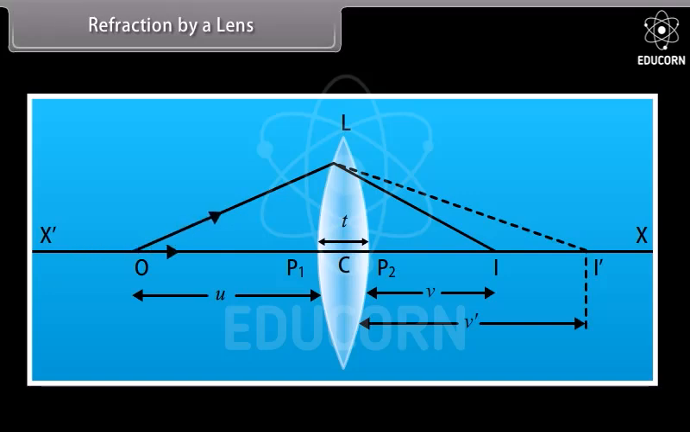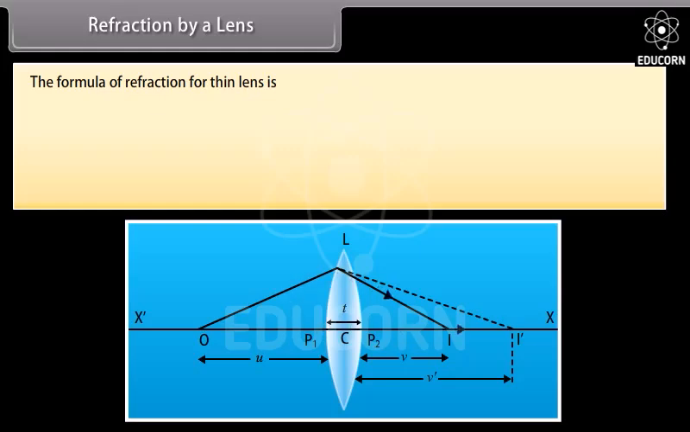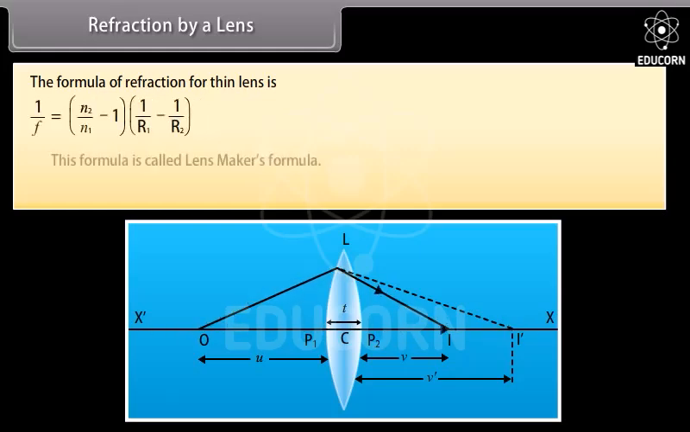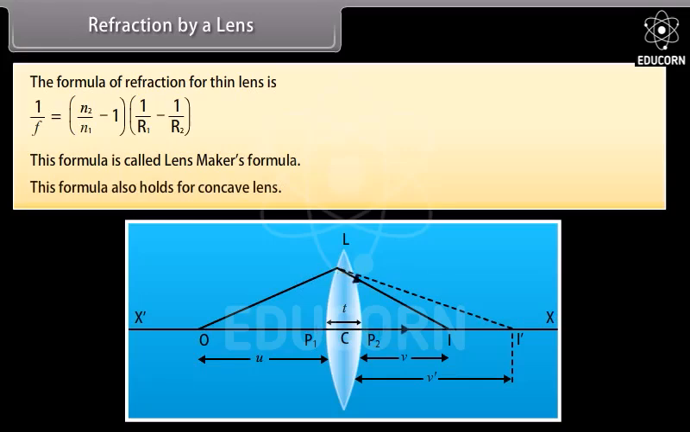The distance of O from pole P1 is U. The first refracting surface forms the image of O at I' at a distance V' from P1. The image I' acts as a virtual object for second surface, and after refraction at second surface, the final image is formed at I. The formula of refraction for thin lens is. This formula is called lens maker's formula. This formula also holds for concave lens.